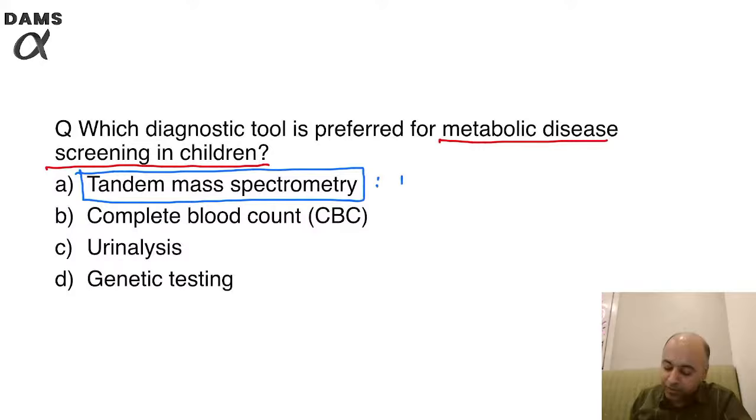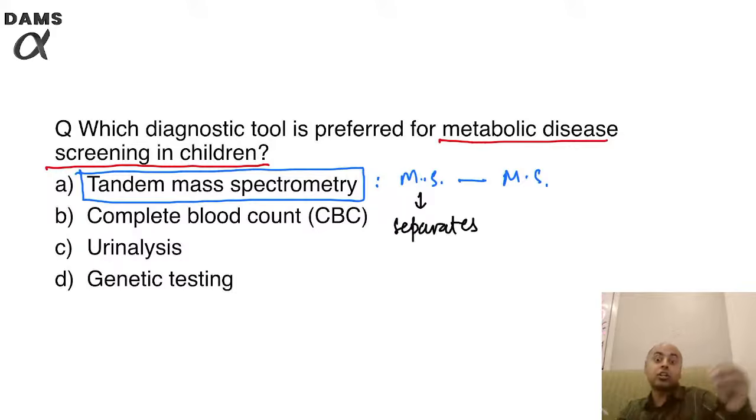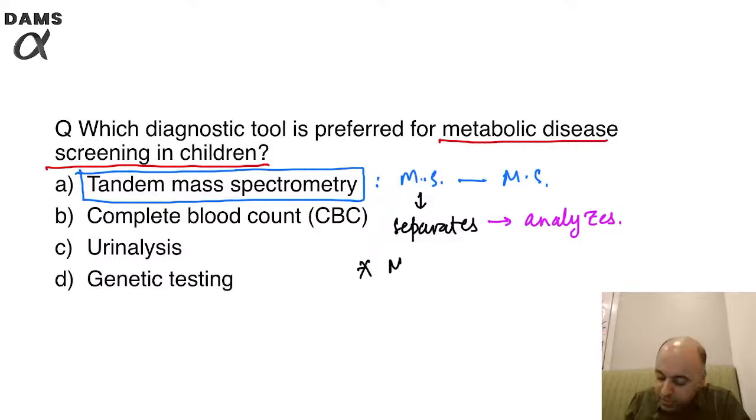Basically, what is happening here is you have a mass spectrometer and another mass spectrometer in series. So you have two mass spectrometers arranged in series. The first mass spectrometer separates all the different analytes which are there in the serum. Once the separation is done, it is fed to the second mass spectrometer, which analyzes each of the analytes. What we're looking for here is a twofold identification. Is anything missing?